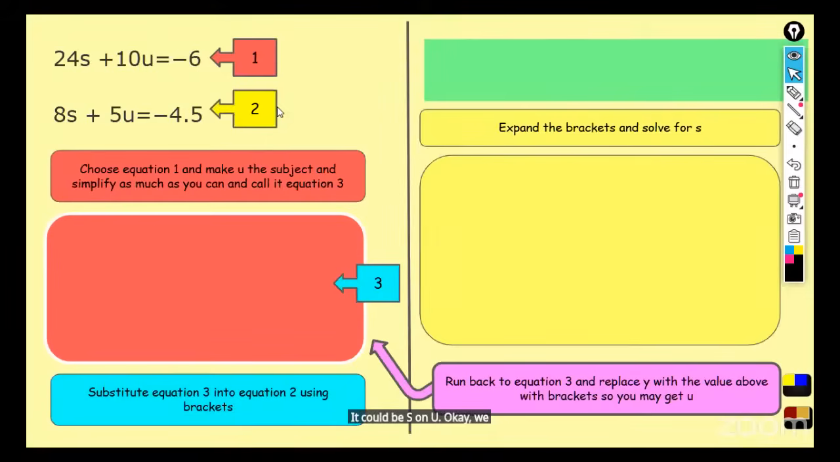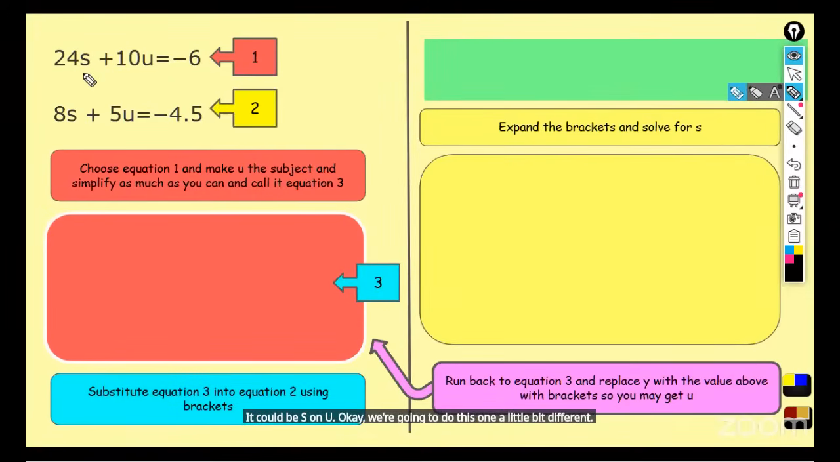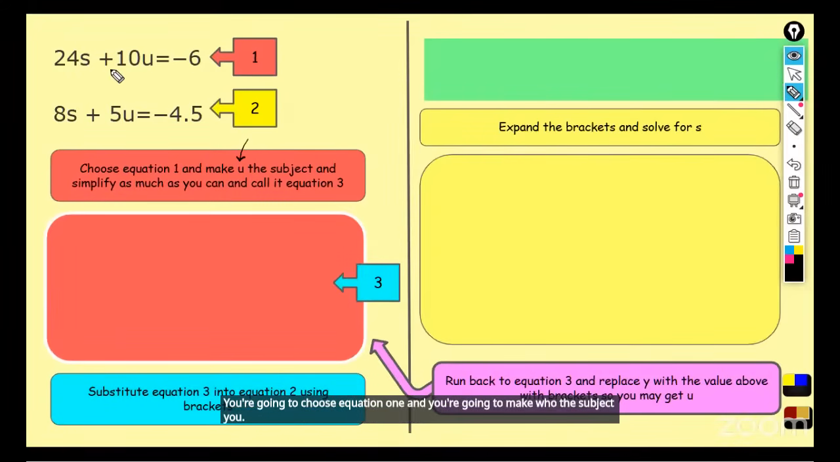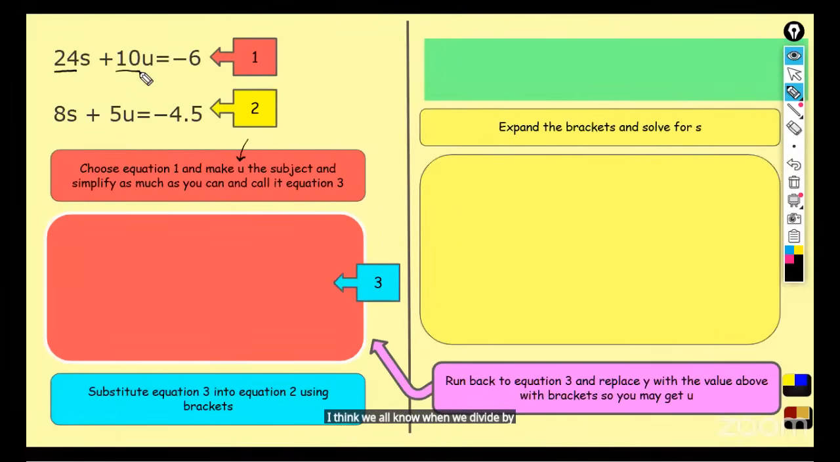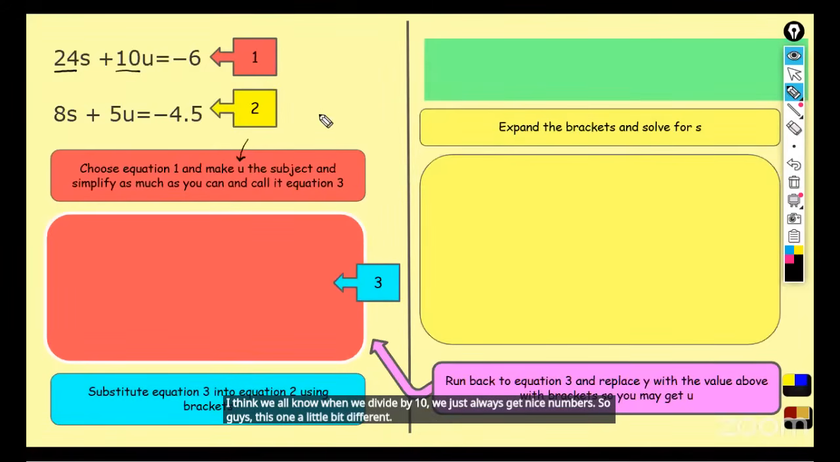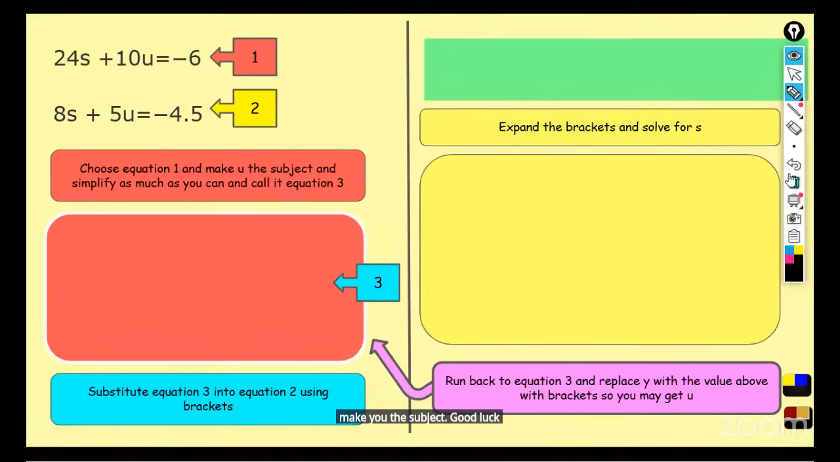Okay, we're going to do this one a little bit different. You're going to choose equation 1 and you're going to make U the subject. Because if you had a choice between dividing by 24 or 10, I think we all know when we divide by 10, we just always get nice numbers. So choose equation 1 and follow the instructions. Write down the instructions. And because 10 is a much better number than 24 for dividing purposes, make U the subject. Good luck. Doesn't matter if you get it wrong, just try. Two minutes head start.